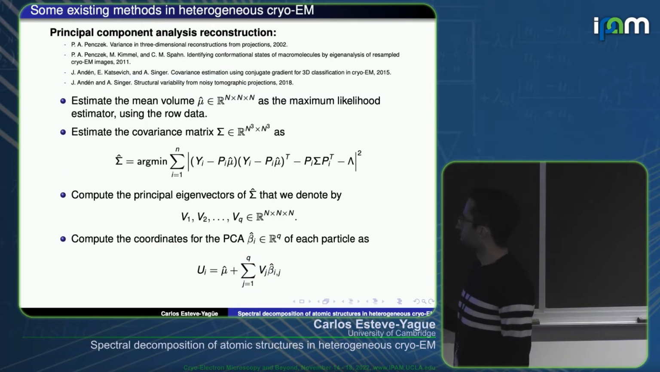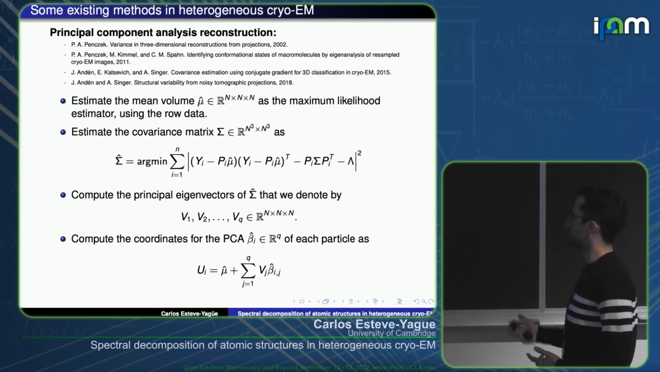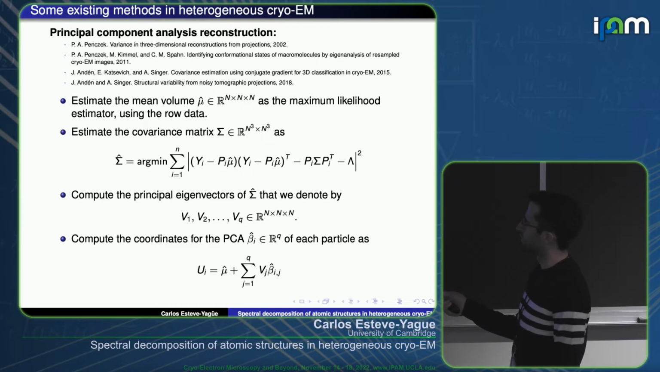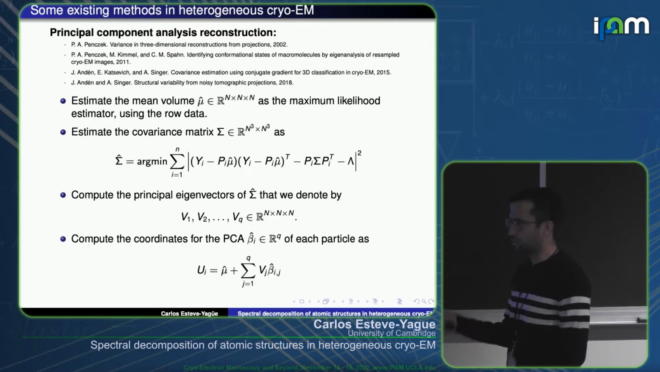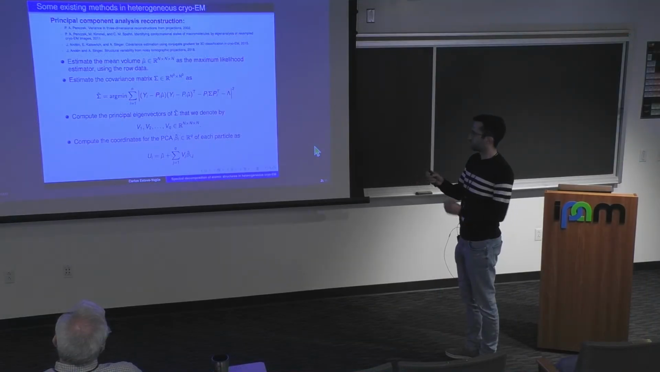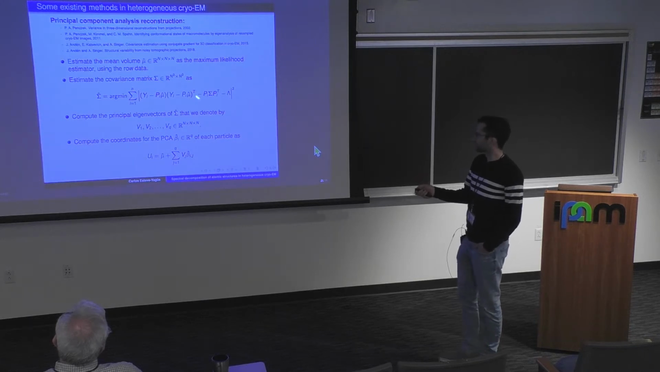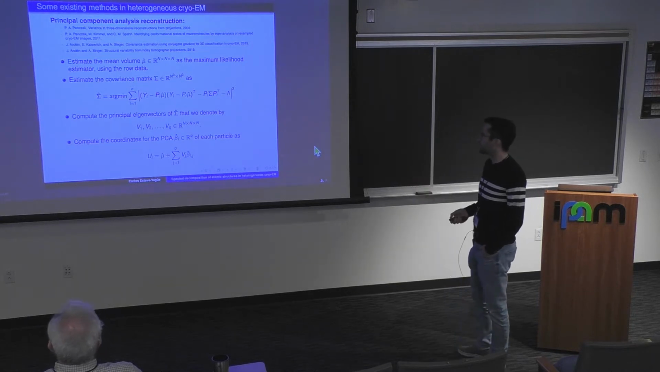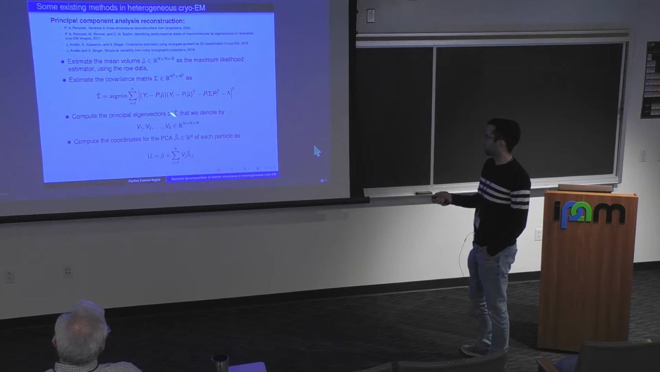We have to mention also this other approach, which is based on the same idea, but it's based on PCA, and it has been used by people here in the room. It consists of estimating the mean volume, then estimating the covariance matrix. This is a voxel representation of the density, and the covariance matrix is this huge matrix, and you estimate it using the cryo-EM data with the pose of the particles. And then the reconstruction is obtained as a linear combination of the principal eigenvectors of this covariance matrix.